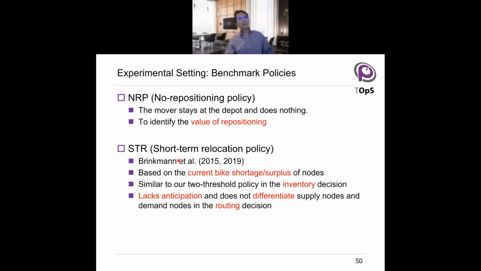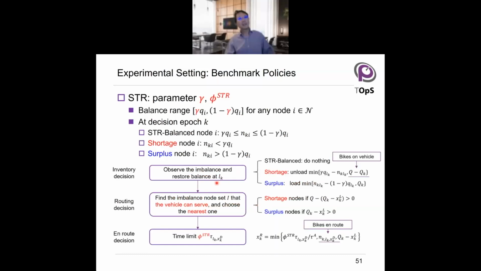And another benchmark we compare with is from the literature. They are also based on the current shortage and the supplies to make the inventory decision, but however they do not look forward into the future. So this is a plot for the STR policy. They use this lambda parameter to decide. Basically, if the number of bikes is smaller than gamma qi, then I drop off bikes. If it's larger than 1 minus gamma qi, then we take bikes away. This is the basic inventory decision.